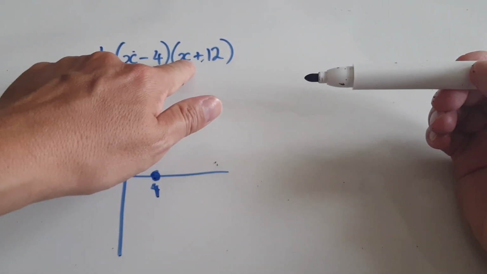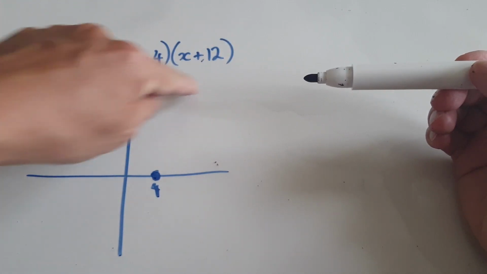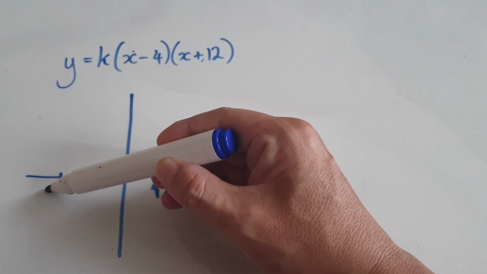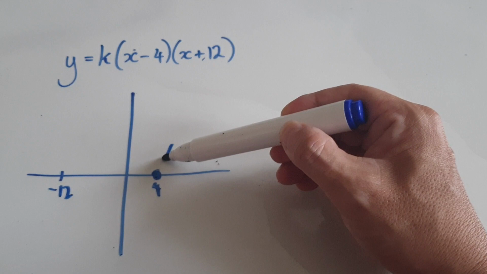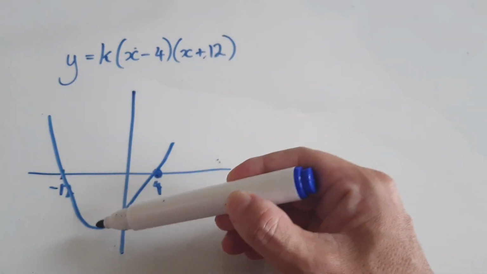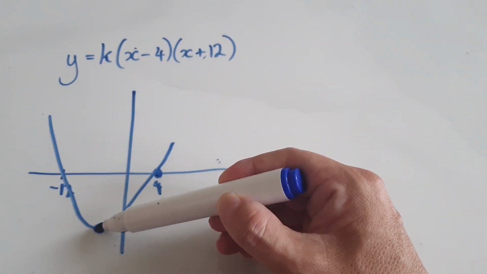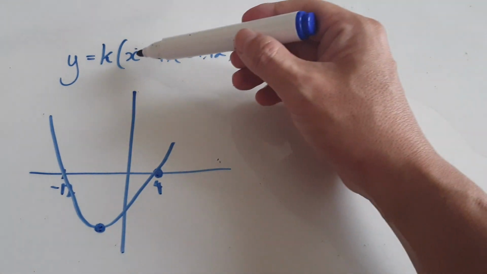When you put in negative 12, the whole thing would be 0. So negative 12. So you know the graph is going to look something like this. Our job is to find the location of this vertex. So multiply out the brackets.